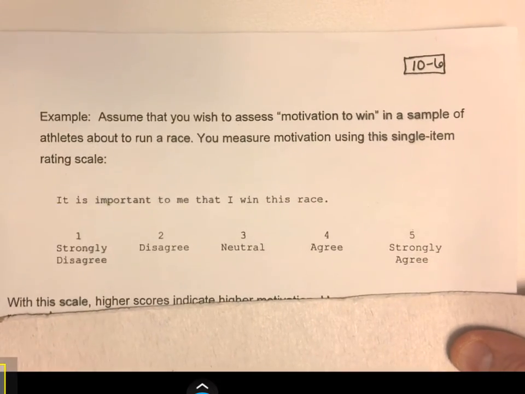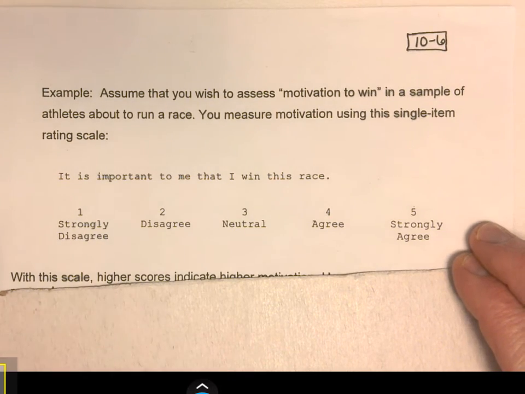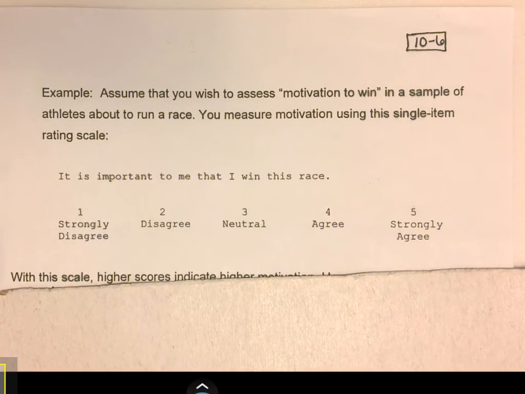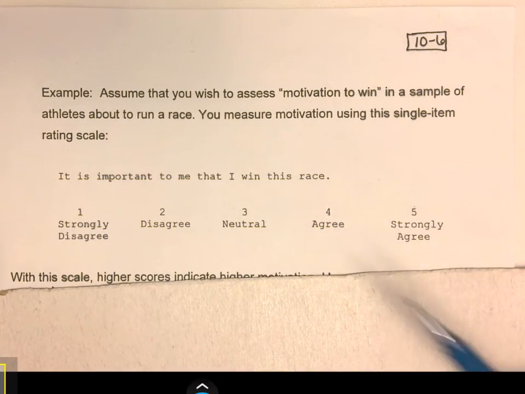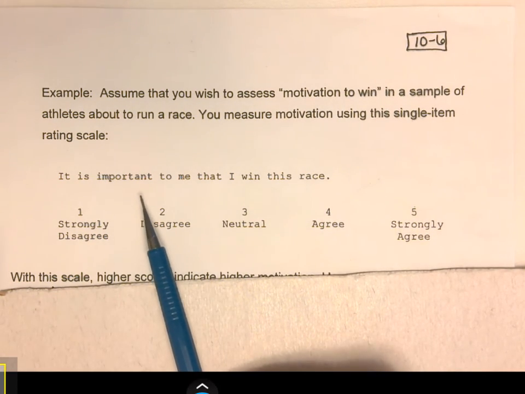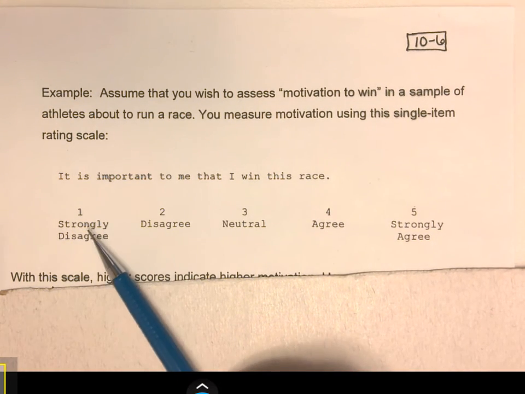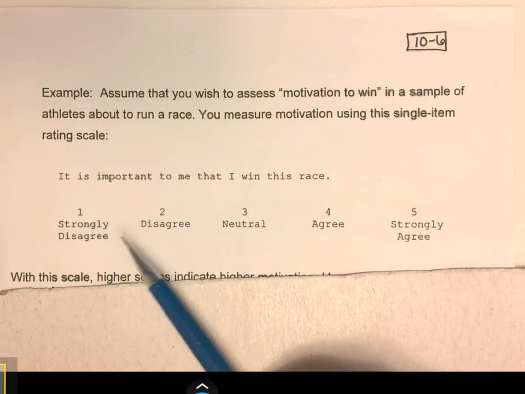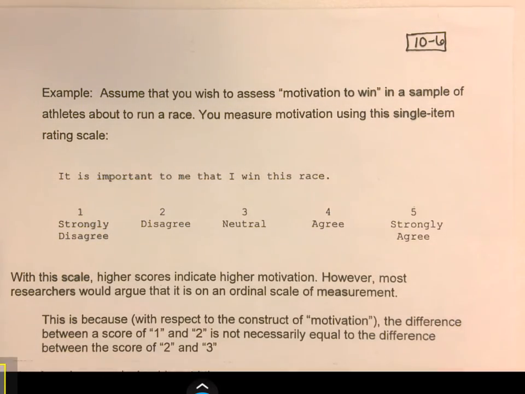Let's imagine you're conducting a study and the dependent variable in your study is motivation to win. You're doing some kind of intervention, you believe it'll have an effect on motivation to win. So you want to measure motivation to win in a sample of participants. You measure it using this single item rating scale. On a questionnaire, people see this stem: It's important to me that I win this race. They'll circle some number from 1 to 5, where 1 represents strongly disagree, 5 represents strongly agree.